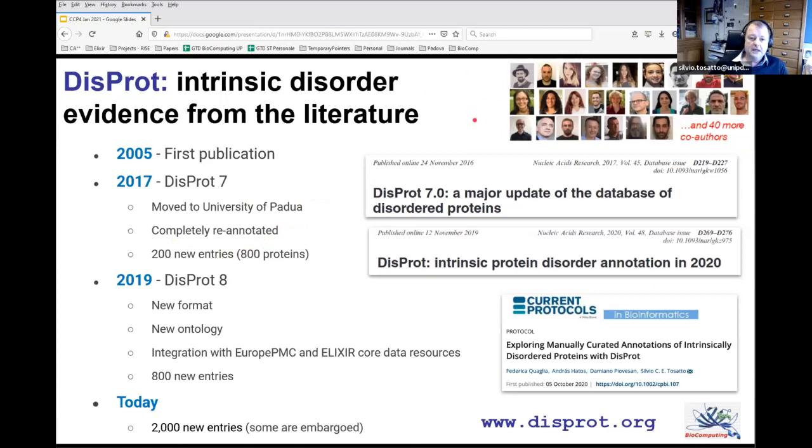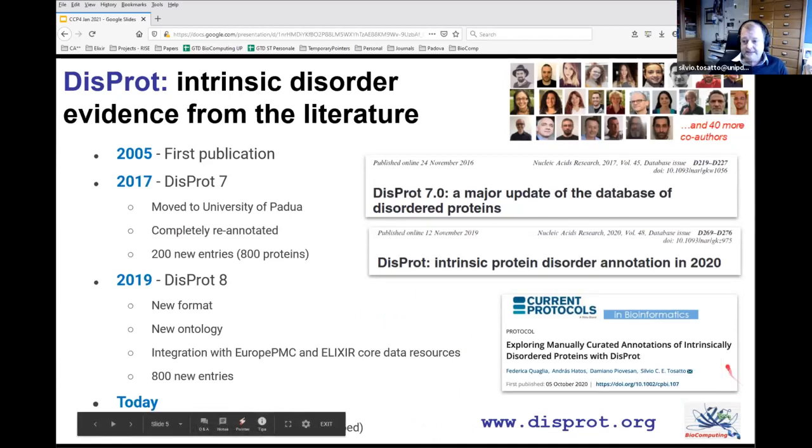In total, here you see some of the faces of the people involved. There are over 60 people who have been contributing to the latest release of the database. It has been considerably improved over the years and now has over 2,000 manually curated proteins which have been annotated. We also recently published this in Current Protocols in Bioinformatics, which is a tutorial on how to use the database, and it's widely cross-linked to other resources.